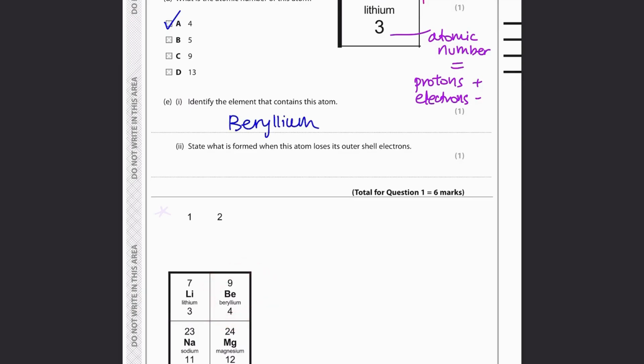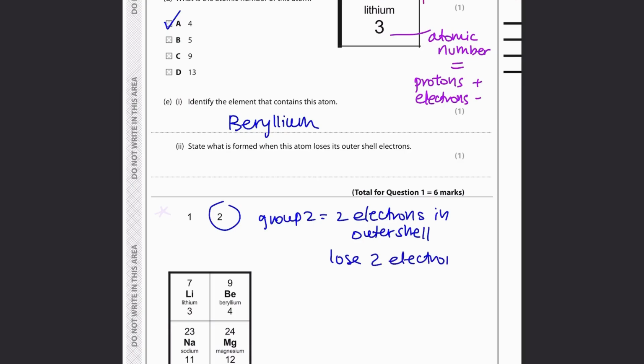Beryllium. Okay. State what is formed when this atom loses its outer shell electrons. Beryllium is in group 2. Group 2 is equal to 2 electrons in the outer shell. That's what the group number means, okay? 2 electrons in outer shell. So it's going to lose these 2 electrons because it needs to get a full shell. 2 electrons is not a full shell, it's not stable. So it's going to lose 2 electrons.